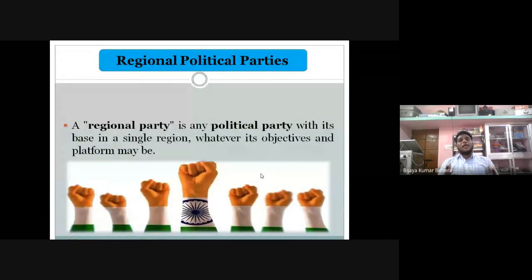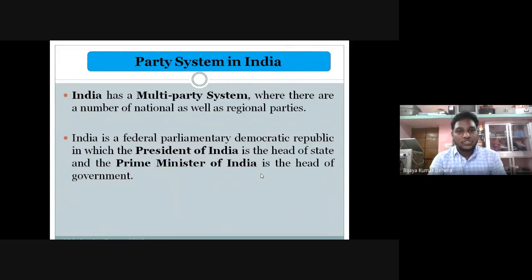What are the regional political parties? There are various regional parties in our country. A regional political party is any political party with its base in a single region, a single area. What is regionalism or region? Region means an area. Whatever its objective and platform may be, that political party is not recognized by any one or two states.